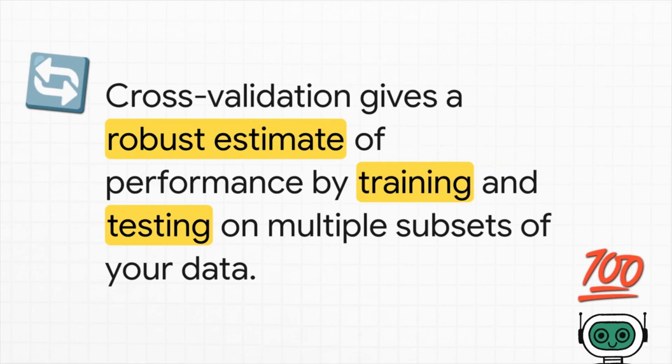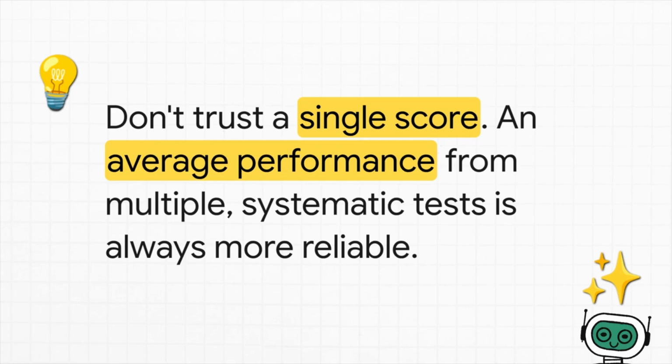All right, let's wrap this up with a one-sentence summary. Cross-validation gives you a robust estimate of a model's performance by training and testing it on multiple, different subsets of your data. And the key takeaway, the one thing to burn into your memory is this: don't trust a single score. An average performance calculated across multiple tests is always going to be more reliable.